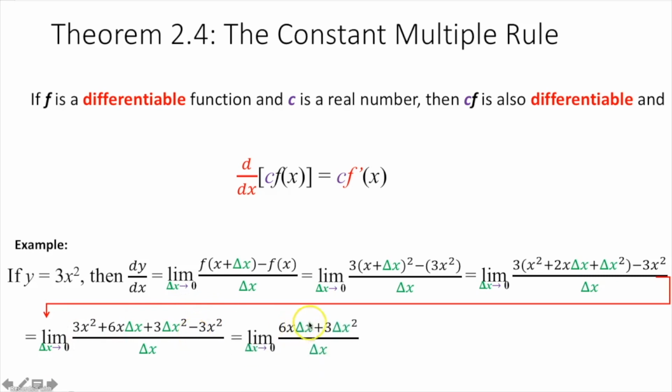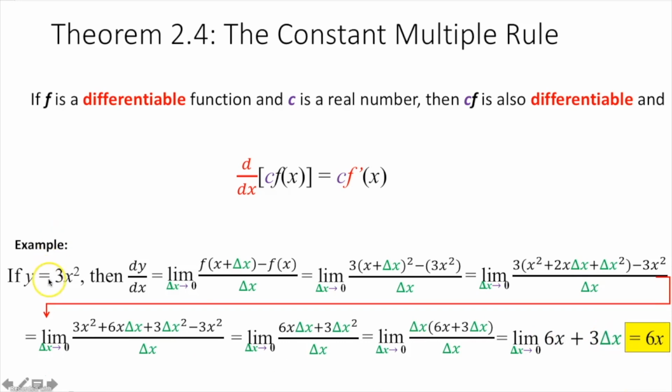I can factor out a delta x from the numerator, cancel it out with the delta x in the denominator, and I'm left with 6x plus 3 times delta x. Now I'm taking the limit as delta x approaches 0, so I evaluate this by plugging in 0 for delta x, and I end up just getting 6x. Exactly what we thought this derivative would be using the power rule and constant multiple rule.